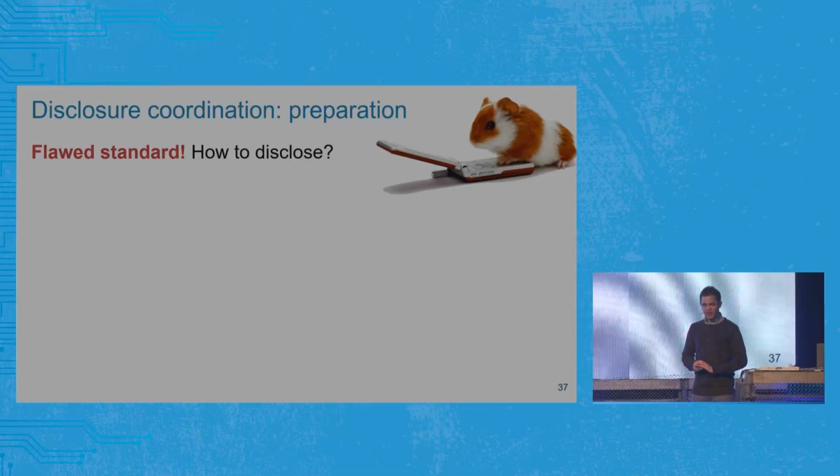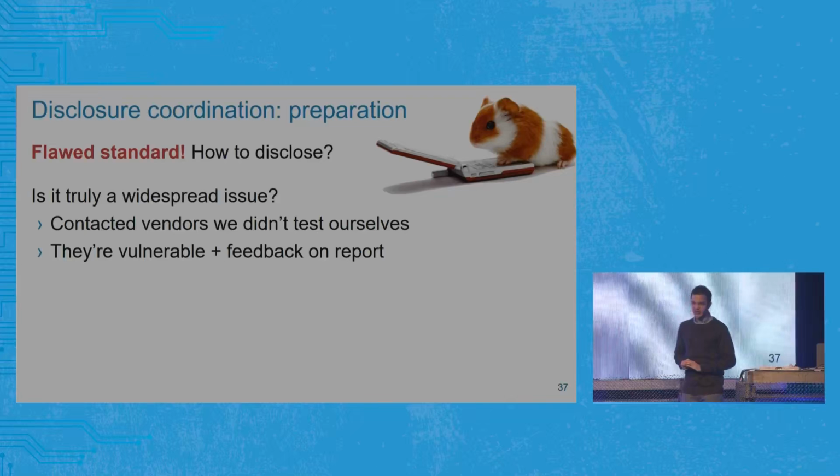And the way we approach this is that first we wanted to be sure whether this really is a widespread issue. And the way we try to confirm this is that we contacted certain vendors which we did not test ourselves. So we have some products of certain vendors which we simply didn't have, and we simply informed them saying, hey, we might have found a flaw in WPA2. We're not sure if your product is affected, but can you please test it? And they responded quite fast, and they said, yeah, indeed, you're right, our products are affected.